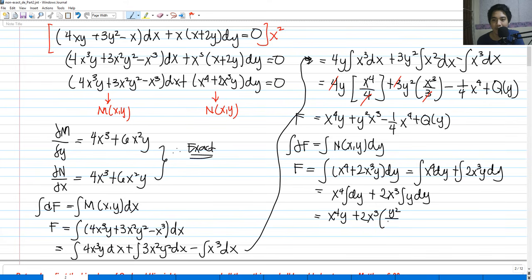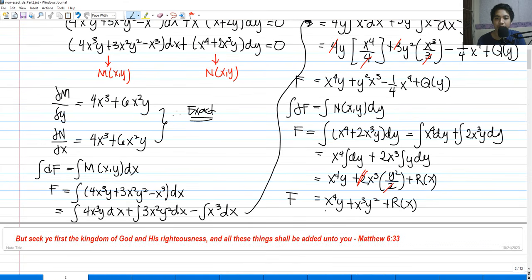y squared all over 2 plus a function purely in terms of x, because that is considered a constant. So the 2 cancels the 2 here. And then we have x raised to 4 y plus x cubed y squared plus r of x. And that is another f.